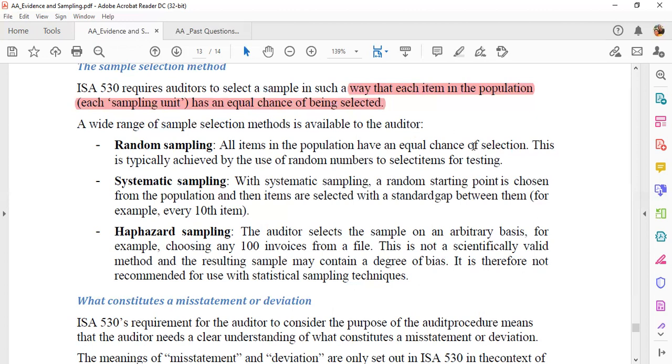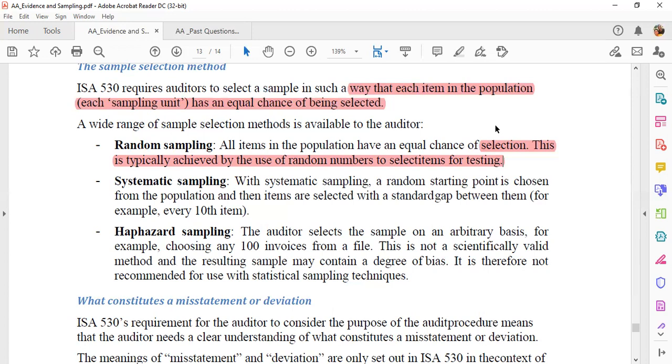Random sampling: all items in the population have equal chance of selection. This is typically achieved by the use of random numbers for the selection. This is one of the methods of statistical sampling. Let me say random, in terms of, maybe we are playing a PS game now. You say, okay, let's select random. I'm not choosing the team I'm going to use, and my opponent is not choosing either. It is a computer that will give us the team. So random in terms of all the clubs having equal chance of being selected.